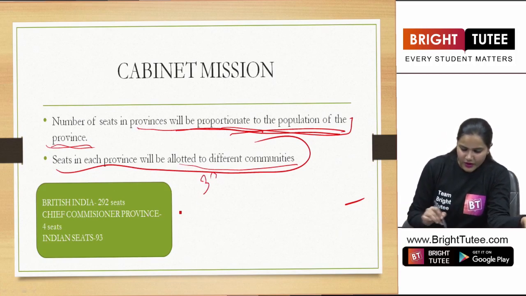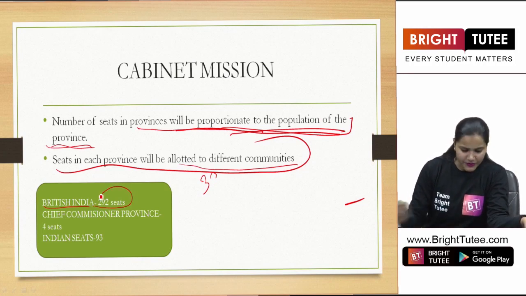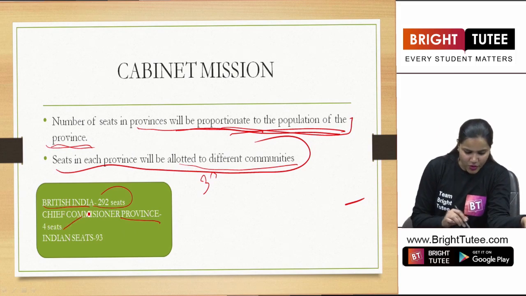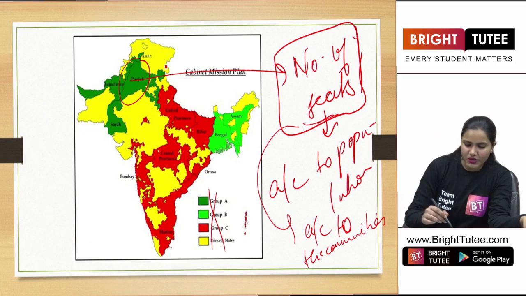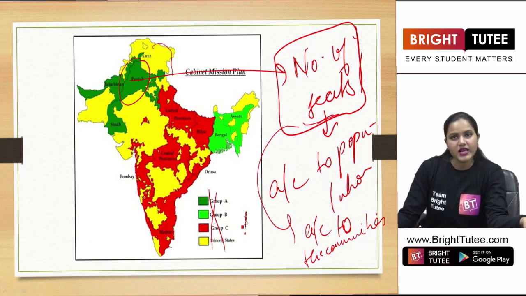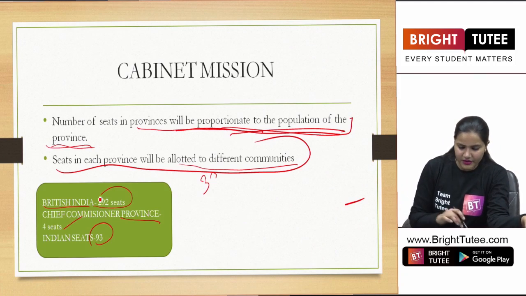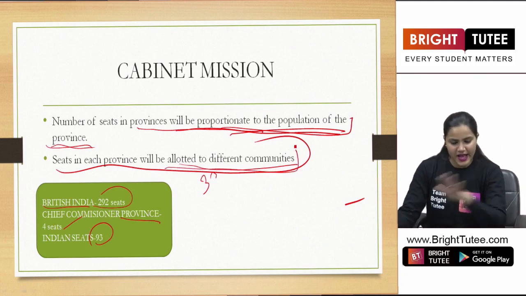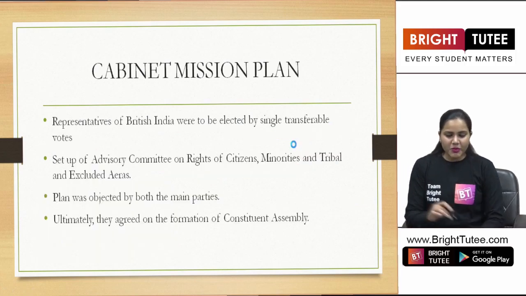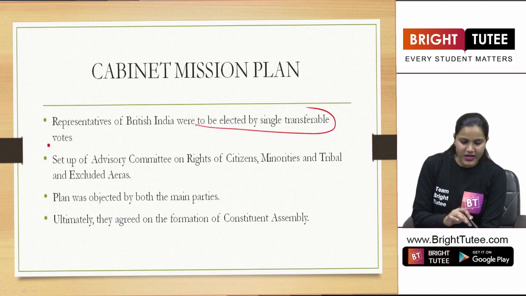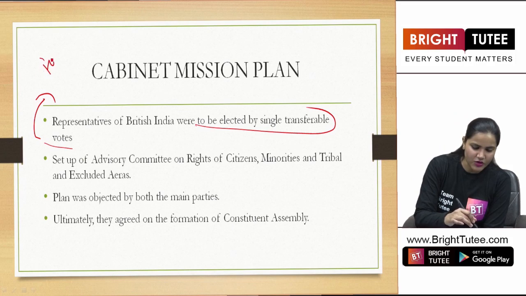So, here we see that in British India, the total number of seats was 292. Chief Commissioner provinces had 4 seats and Indian states had 93 seats in total. As you can see in the map, all these regions here. So, each province had seats there, right? And they were allotted to different communities. And these were the total number of seats in different sections. Now, representatives of British India were to be elected by single transferable vote. This is again followed in our constitution.